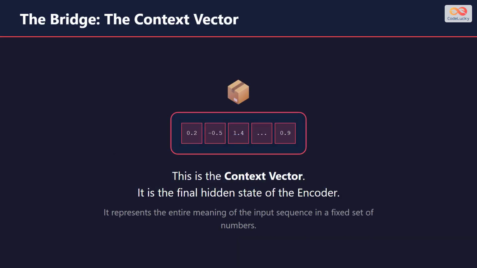Once the encoder finishes reading, it produces something called a context vector. This is a list of numbers that represents the essence or summary of the entire input. It acts as a bridge, passing all the learned information over to the next part of the model.